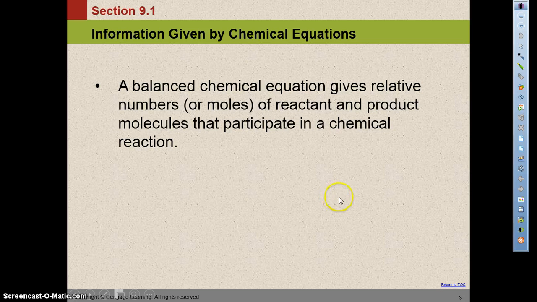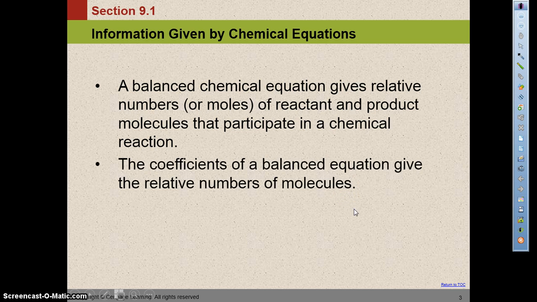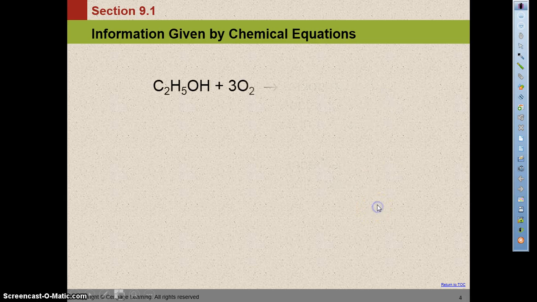So remember that a balanced chemical equation gives us the relative number of atoms or molecules or moles of reactant and product in a chemical reaction. The coefficients of a balanced equation give us the relative number of molecules. So here we have a balanced equation.